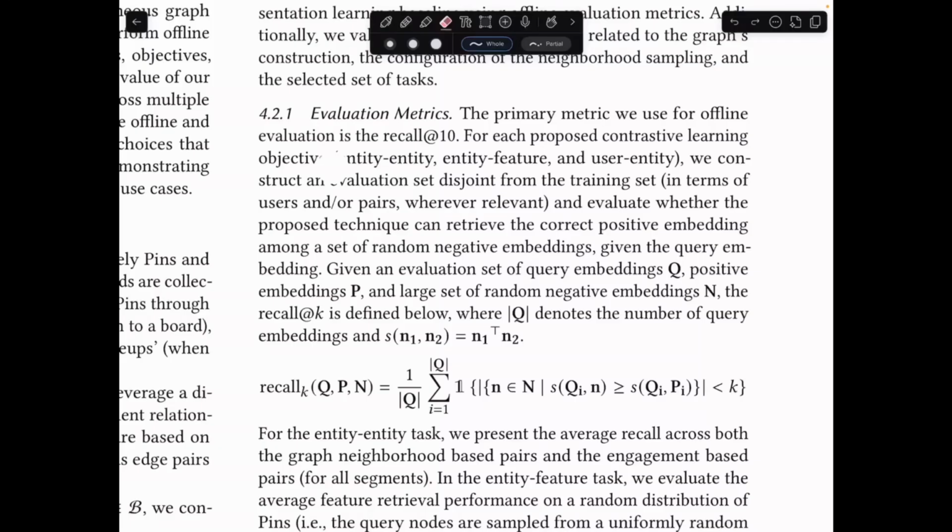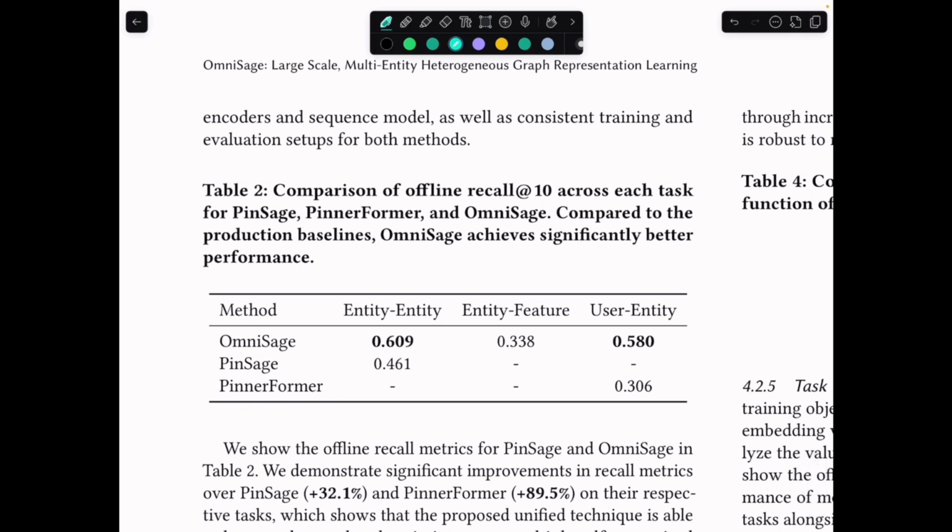In terms of evaluation, first of all, they did offline evaluation by constructing their own evaluation dataset. As we just talked about, in training, you provide those positive and negative examples. So at evaluation time, they constructed a new dataset so that they can calculate the recall at 10. And what they're saying is that OmniSage is better than both PinSage and PinReformer. PinSage was previously used for entity-to-entity objectives, and PinReformer is sequence modeling at Pinterest that is suited for the user-to-entity task.